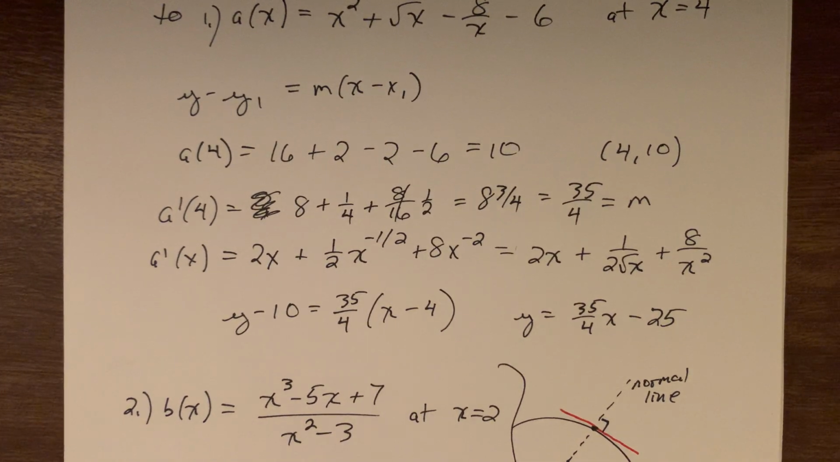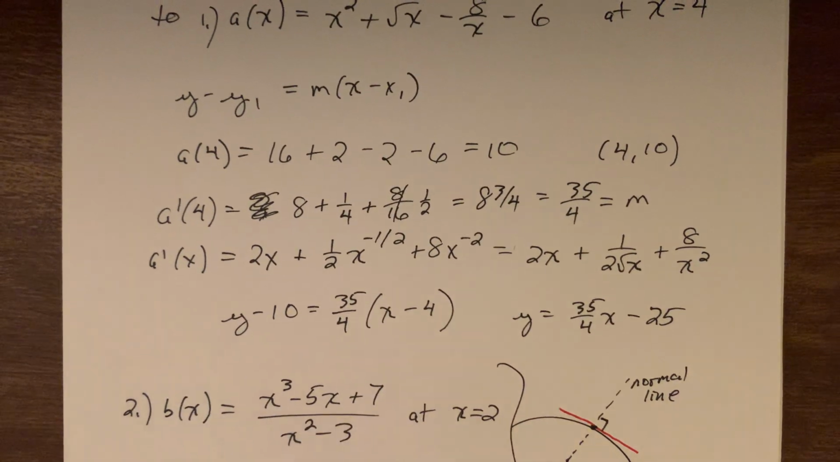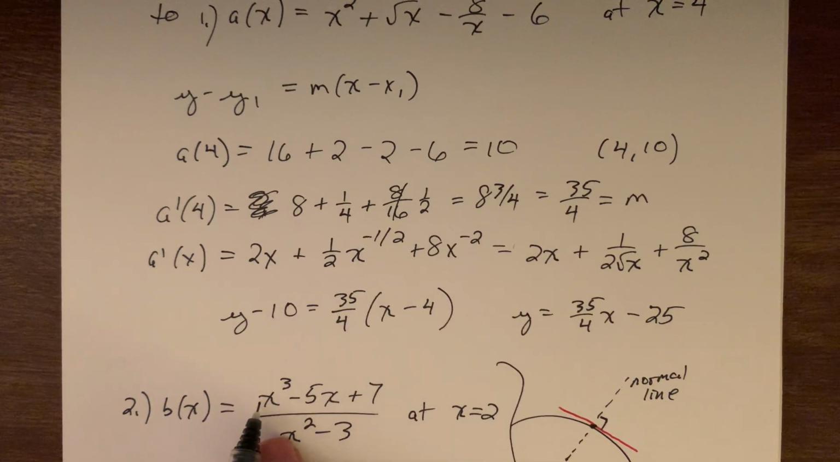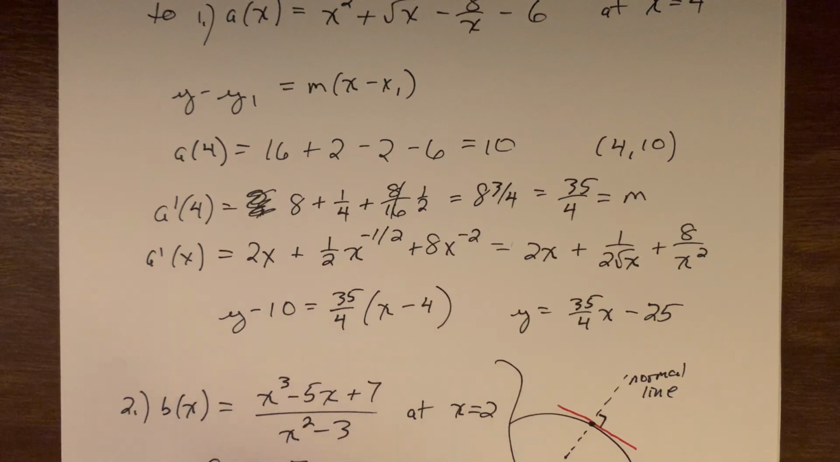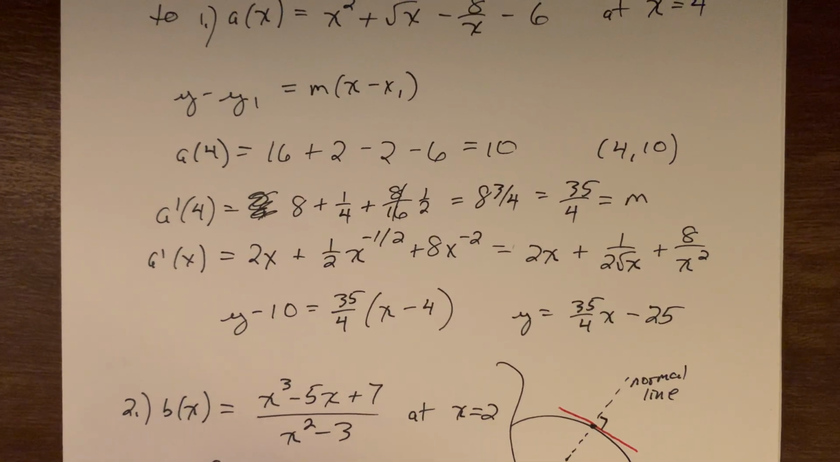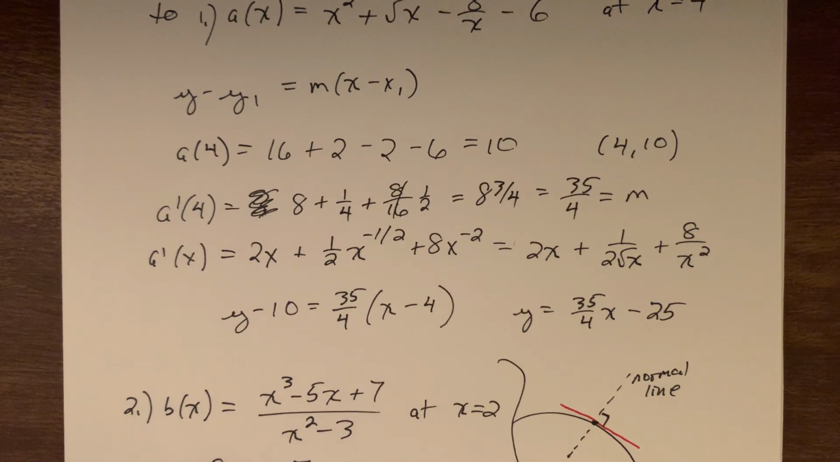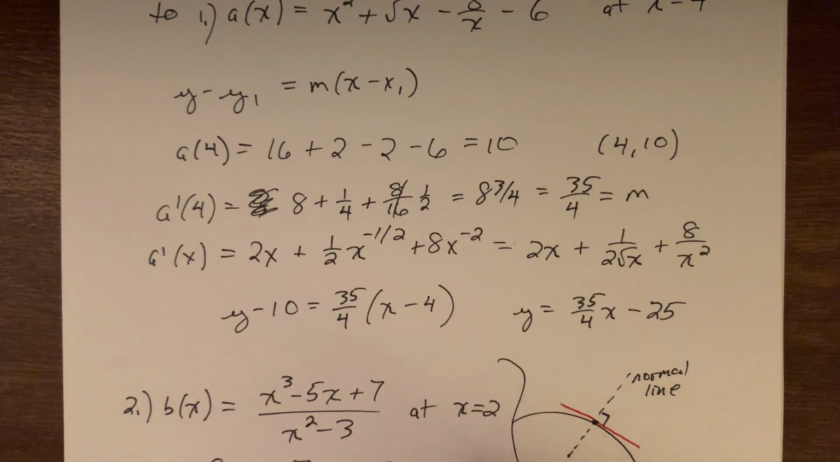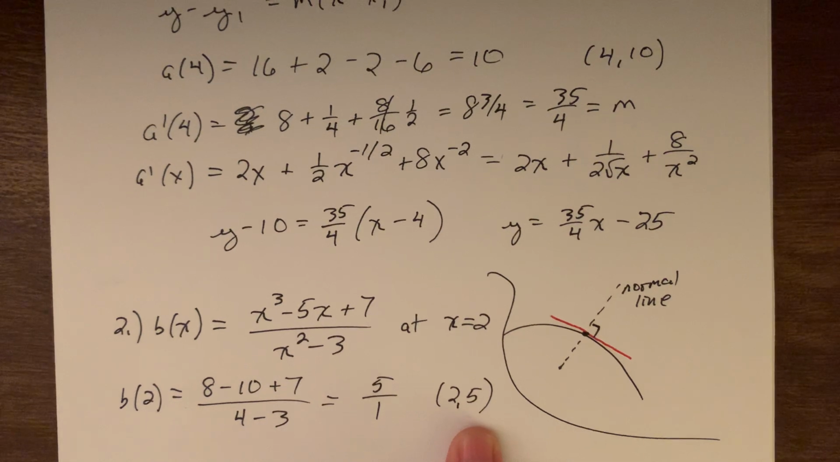So I'm going to do it the same way. I want the xy pair, so I'll start. Here's the x, plug it in, find the y. So I plug it in: 2 cubed is 8, minus 10, plus 7, all over 2 squared, 4, minus 3. And I do some arithmetic, clean that up. I get minus 2 plus 7 is 5, and then 4 minus 3 is 1. So I've got an xy pair, (2, 5).